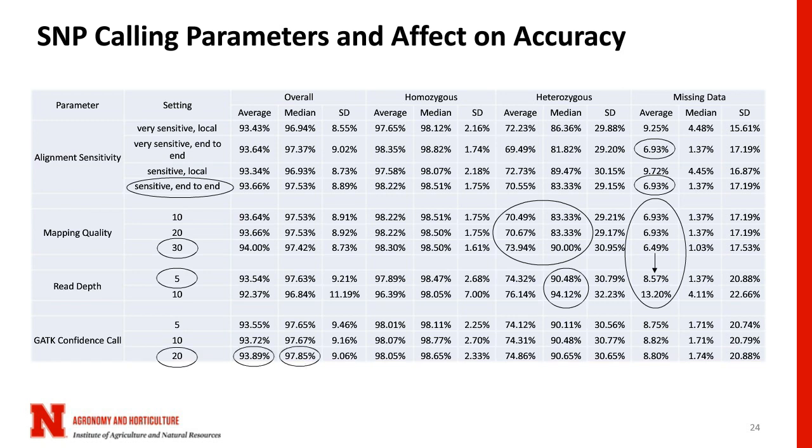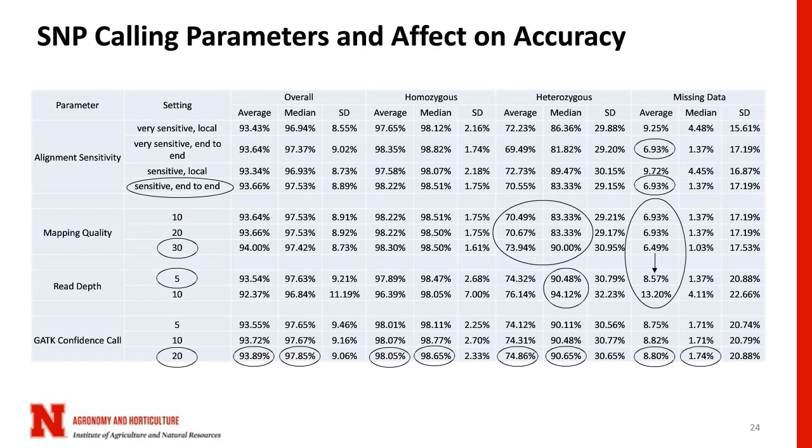And then the GATK confidence call. So if we use our final SNP calling parameters, sensitive end-to-end, a mapping quality of 30, a read depth of 5, and a GATK confidence call of 20, our overall accuracy was 93% with a median of 97. Our homozygous call, just like our elite PIs, was 98% accuracy. Our heterozygous is 74%, and I think that's because of our low X coverage. So I think if heterozygous accuracy is important, then that X coverage needs to come up. And our missing data rate's around 8%, but then the median is around 1%.